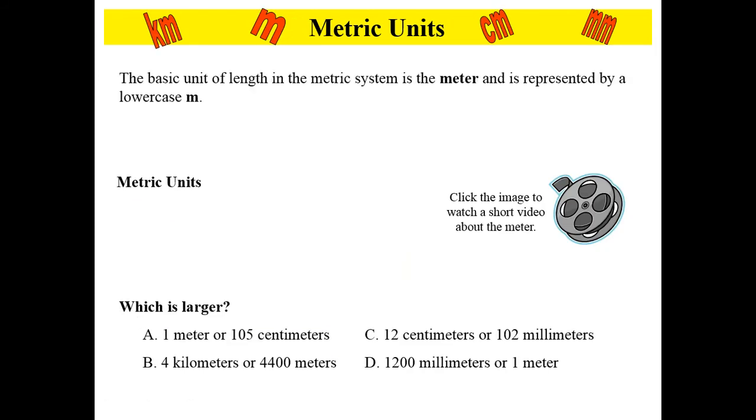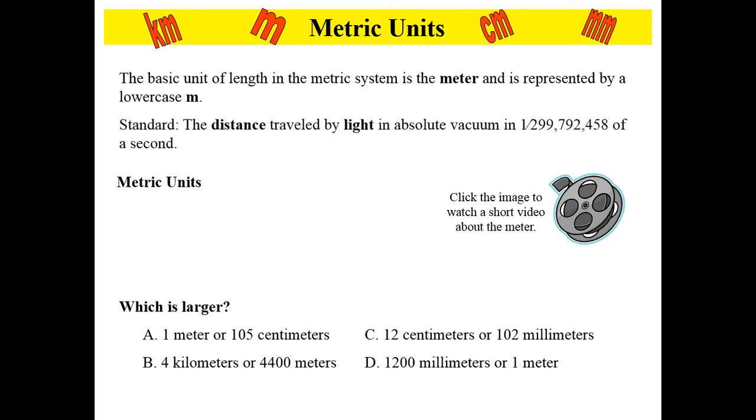The basic unit of length in the metric system is the meter, and that's represented by a lowercase m. But where did that length actually come from? The standard, or the definition of what 1 meter actually looks like, is the distance traveled by light in an absolute vacuum. An absolute vacuum is something like space. In 1/299,792,458 of a second. That's really fast, but it's basically how fast light can go in that amount of time.